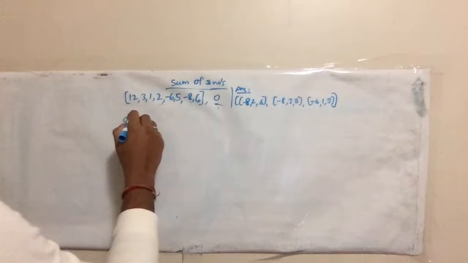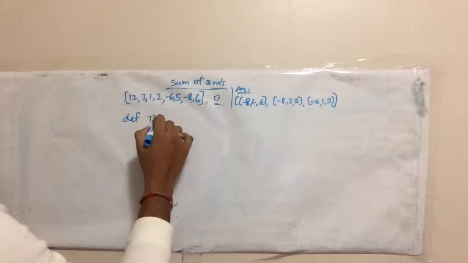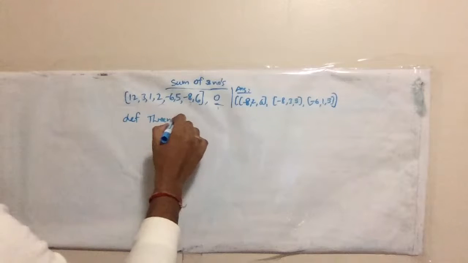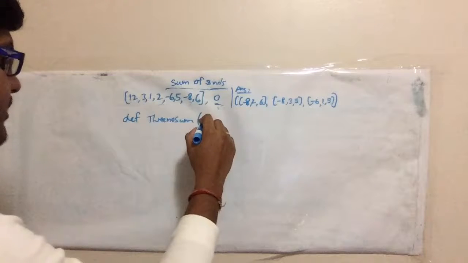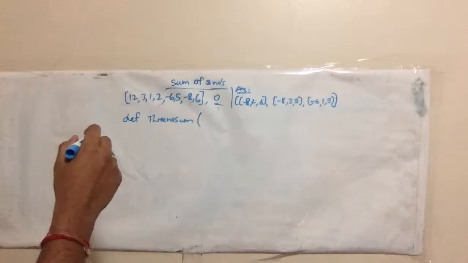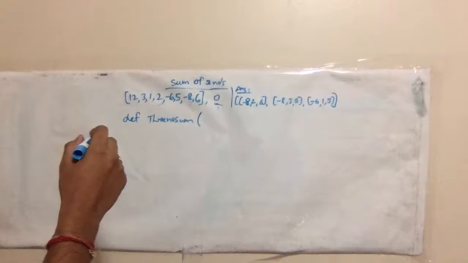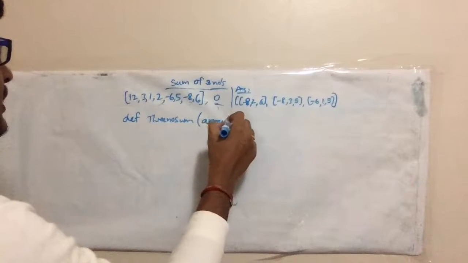So the definition of three number sum, which will take two parameters: a given array or list, and the target sum.